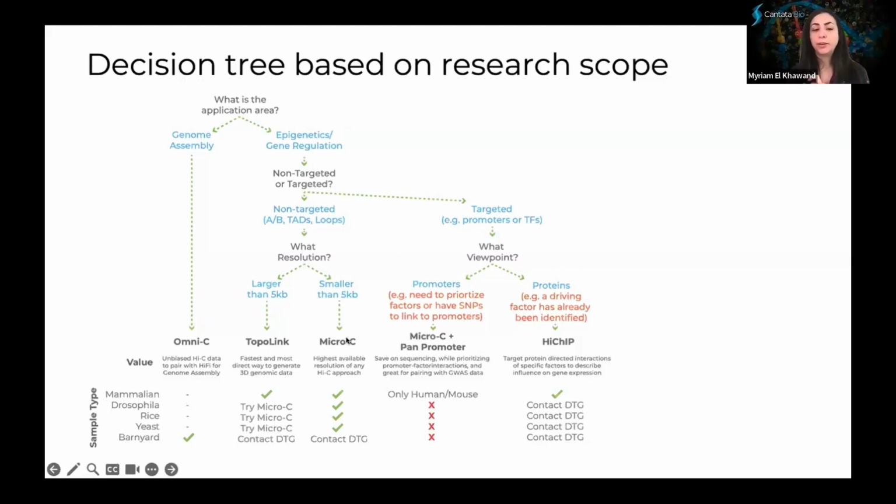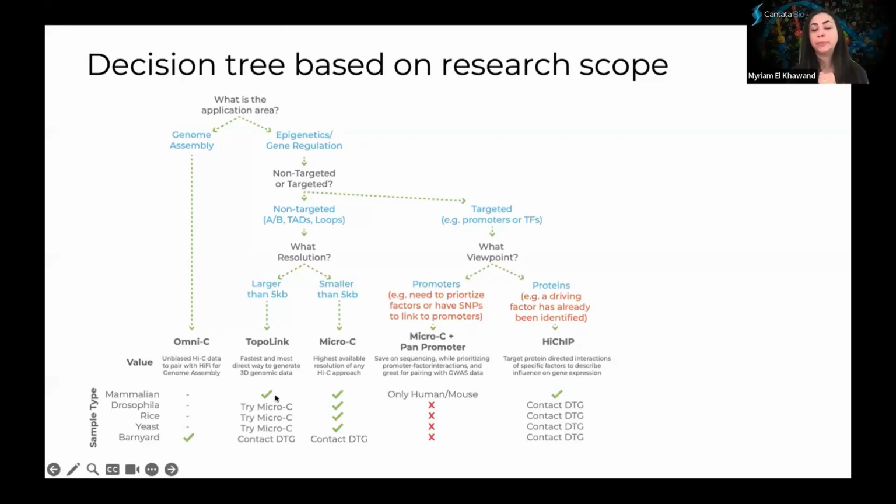For TopLink and MicroSea, it has been validated on all mammalian samples, so that is blood, tissue, cells, Drosophila, rice, and yeast. So if you're interested in one of these sample types, you have the workflow ready and available. If you're interested in my MicroSea assay, it's still the right assay for you, but your sample type is none of those 4 buckets, then please reach out to us and we can help with how you'd go about setting up the library preparation.